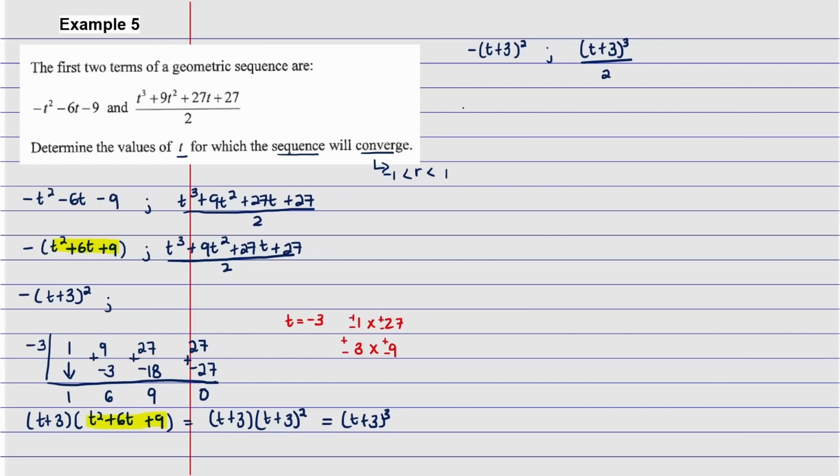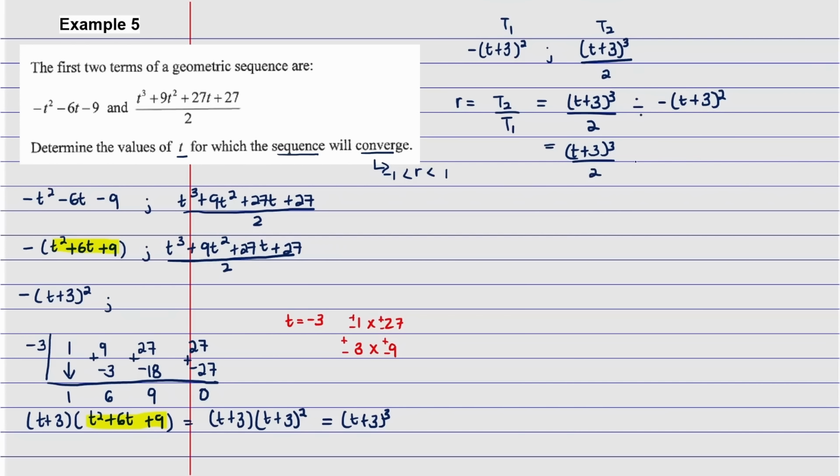So we need to write r in terms of t. We know that r is equal to t2 minus t1, right? This is t2 and this is t1. So this is going to be the same as t plus 3 all cubed divided by 2, and this is going to be divided by this division here. It's the same as this division, so it's going to be negative open bracket t plus 3 all squared, right? Simplify this, so it's going to be t plus 3 all cubed.